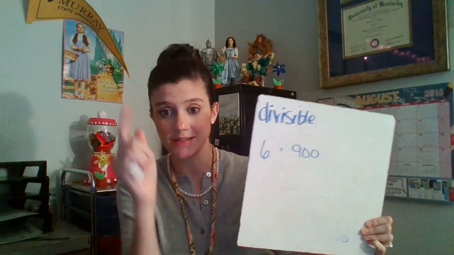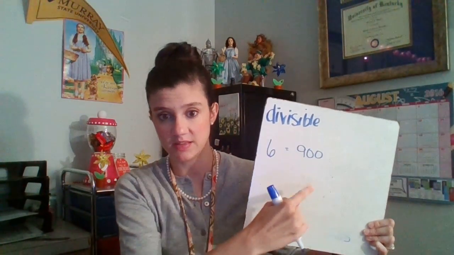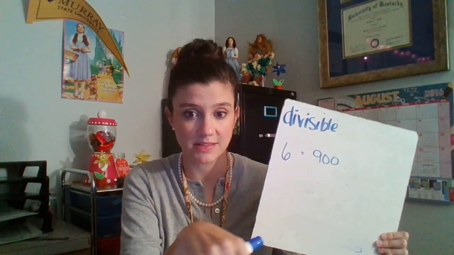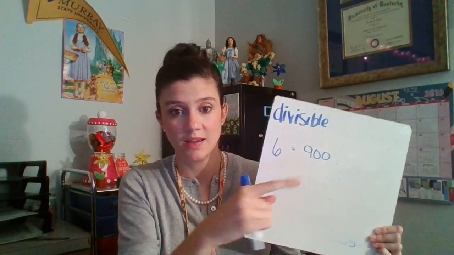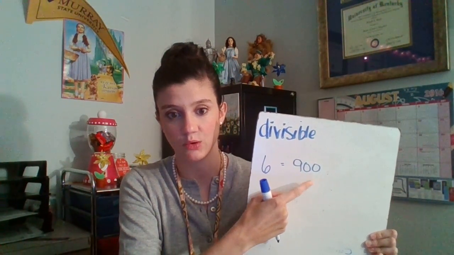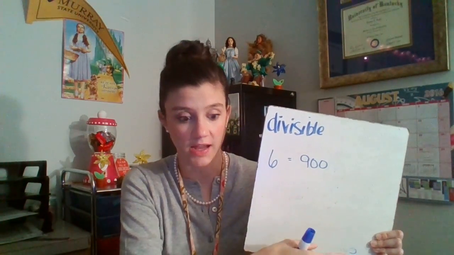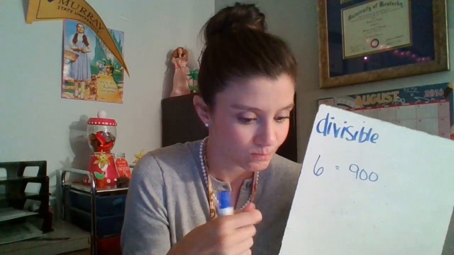For numbers to be divisible by 6, it's any even number whose digits add up to a multiple of 3. So an example for that would be 900. 900 is divisible by 6 because it's even, and the sum of the digits adds up to something that's a multiple of 3. 900 is even. 9 plus 0 plus 0 is 9. 9 is a multiple of 3.